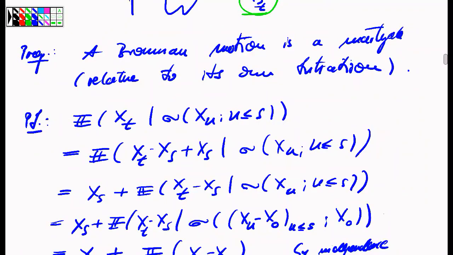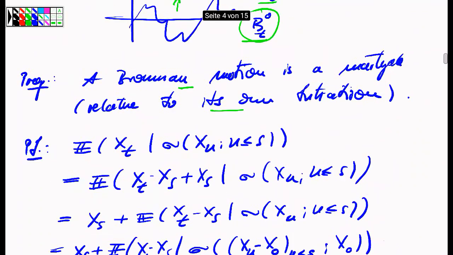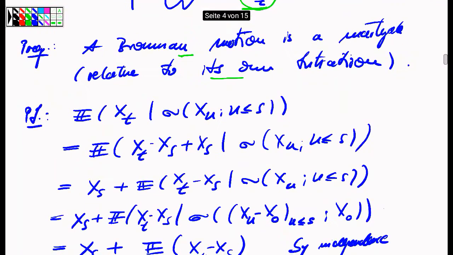Okay, now I had promised that I want to show that the Brownian motion has martingale properties, or is in fact a martingale relative to its own filtration, and that's the subject of the next proposition. In fact, Brownian motion is a martingale. Okay, we can prove that quite easily.